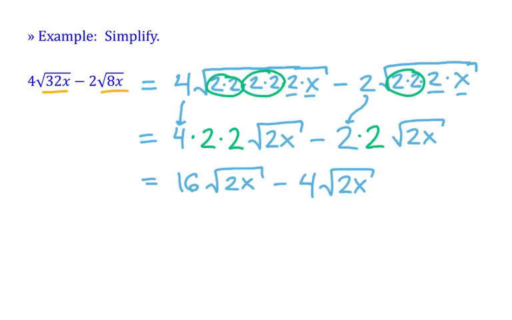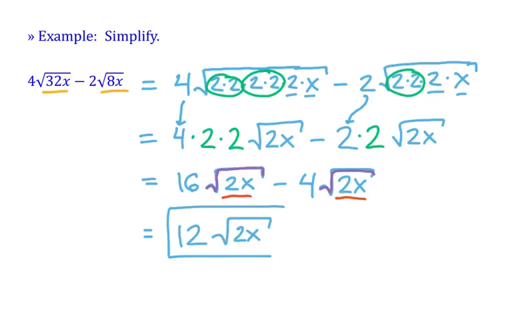So looking at what we have here, both of these are square roots, right? And the quantities underneath the square roots are matching. They're both 2x. So at this point, I'm truly looking at it from the perspective of saying I've got 16 somethings minus 4 of the same somethings. 16 minus 4 means I've got 12 of those things. Well, those things are square root of 2x. So in this case, the simplified form would be 12 times the square root of 2x, and that's all we can do.